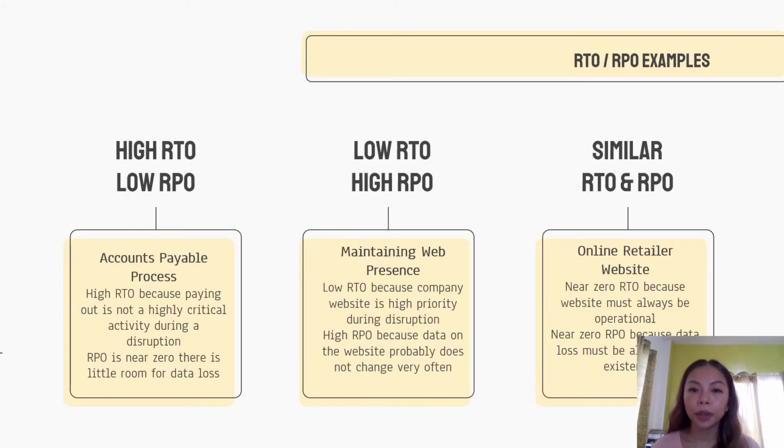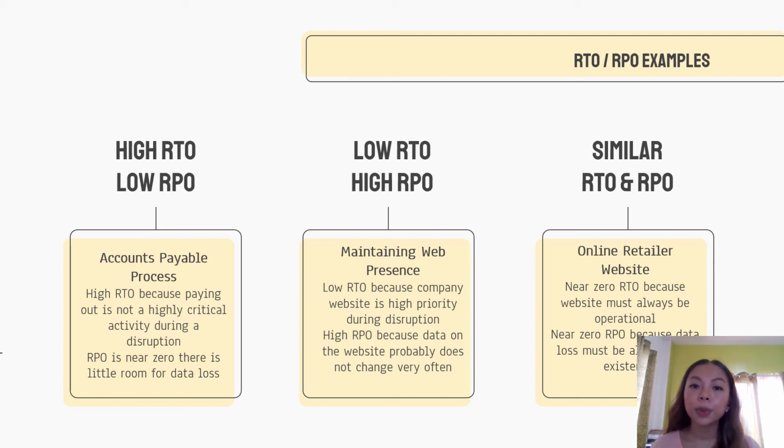For example, we have here some scenarios that illustrate different RTOs and RPOs. For high RTO, low RPO, we have the accounts payable process. The accounts payable process typically has a long recovery time because in a disruption, paying out isn't considered a highly critical business activity. So accounts payable must have an RTO of approximately 5 days. That means your recovery strategy will aim to have the accounts payable process and all of its required applications up and running in 5 days.